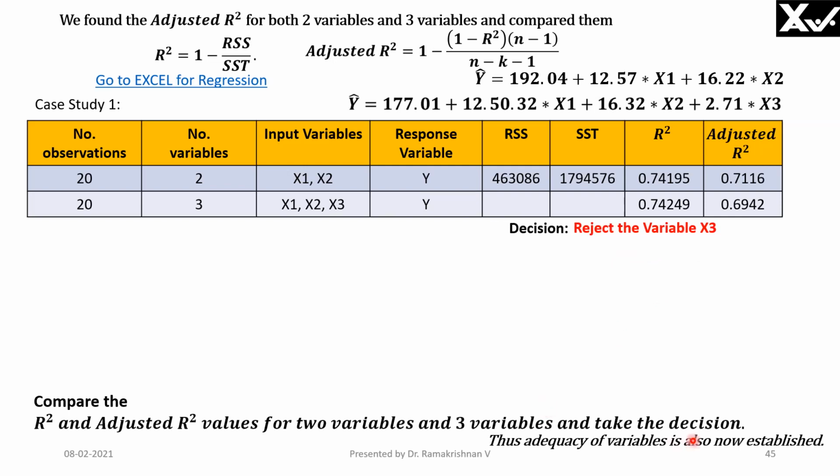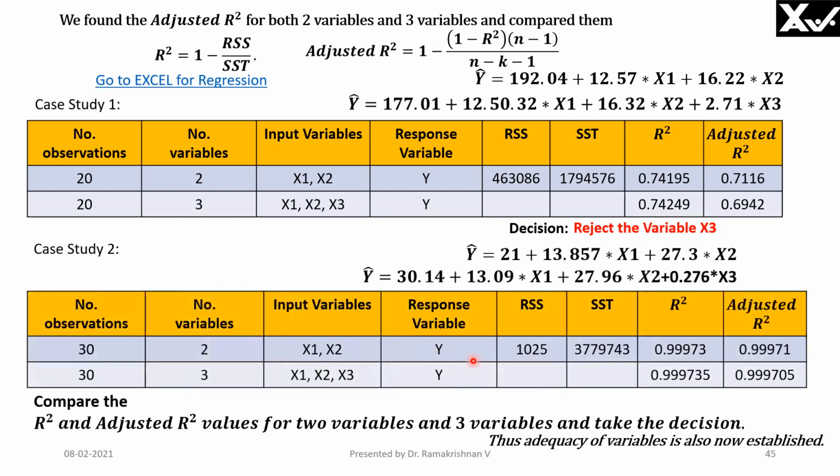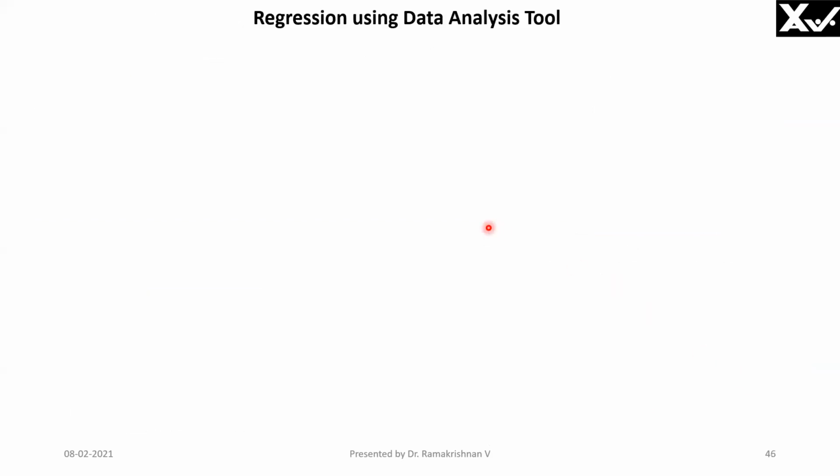The adequacy of variables also will be established, because we will see here now in case 2, you can see here R squared value is 0.999, that means almost 1. So we already reached the adequacy, and still we have added a random variable x3 and then found that adjusted R squared is decreasing. Therefore, in this case, we can consider one more input variable, consulting the expert as to what is the other third input variable we should consider. So the decision here also, we reject the variable x3.